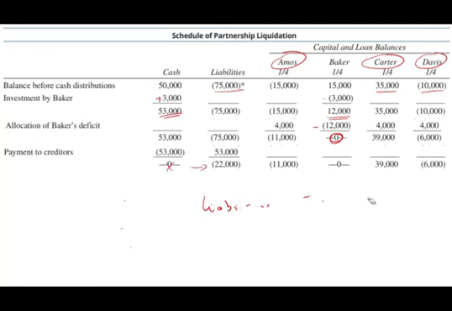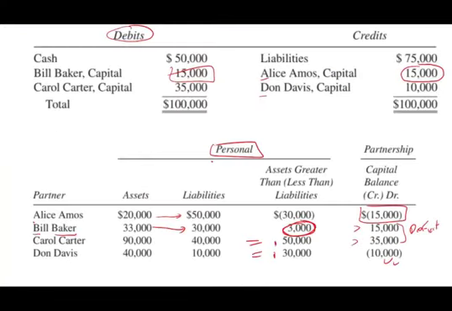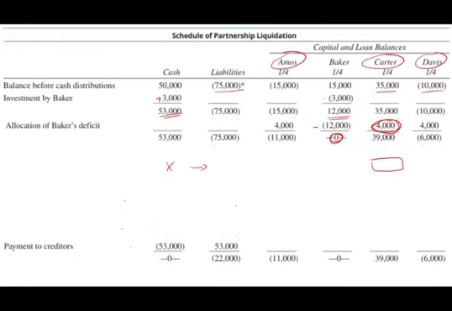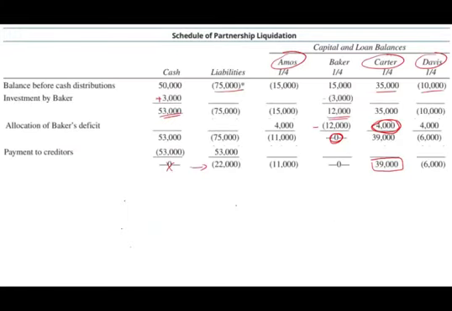Okay. Now we still have a debit balance, which is Carter. Carter has a debit balance of $34,000. And by the way, the reason I allocated more to Carter, in other words, I increased Carter's deficit balance, is because I know from the get-go that Carter has a lot of personal assets, enough personal assets to absorb it. That's why I gave Carter $4,000 of that allocation from Baker. So Carter absorbed $4,000 in losses from Baker here.